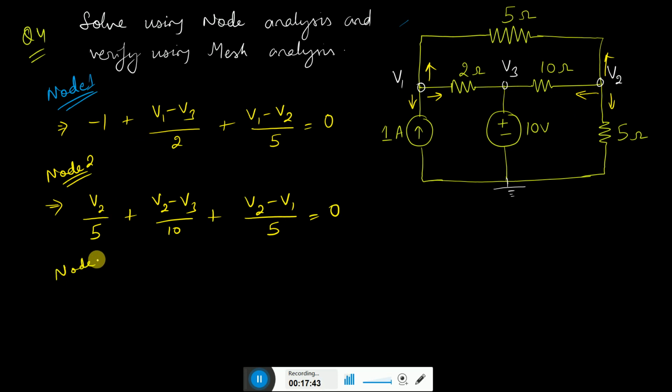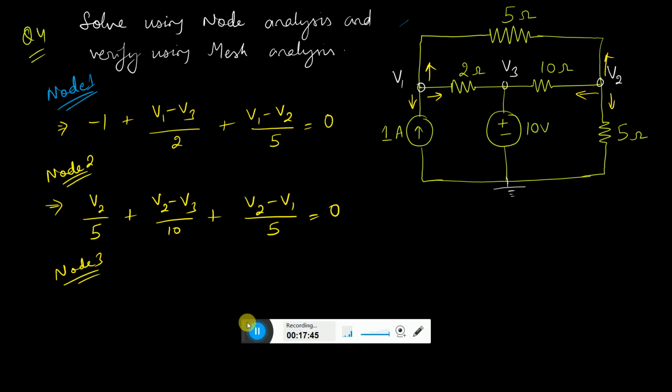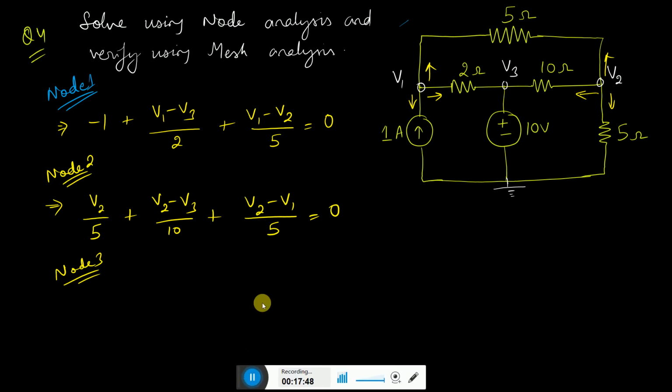Now we will write for node 3. Do I really need to find the equation for node 3? Because here I cannot find the current, as there is no resistance, so it is meaningless to add 3 currents. The plus point is that you have a voltage source between V3 and the reference. So directly we can write V3 equals 10.